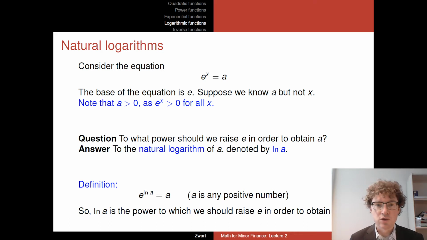So the question is, to what power should we raise this number e in order to obtain a? And the answer to that question is by definition the logarithm, or rather the natural logarithm of a. We denote this by ln of a. So the definition here is e to the power log of a equals a for any positive number. In other words, log a is the power to which you need to raise e so that we get a. That's the definition.